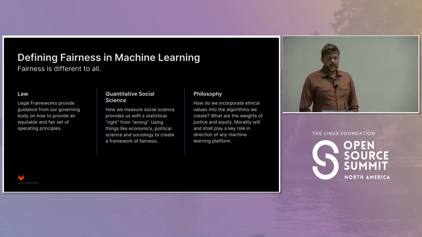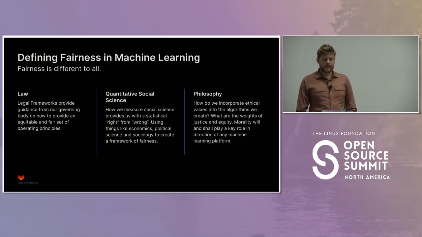So, defining fairness in machine learning. Fairness in machine learning is a complex issue that requires consideration of a variety of perspectives. Legal frameworks, quantitative social science, and philosophy all play an important role in shaping how fairness is understood and implemented in the context of machine learning.